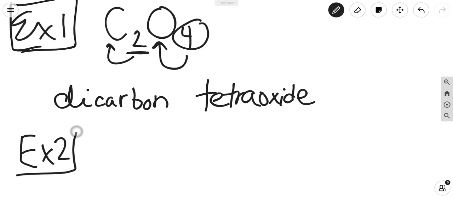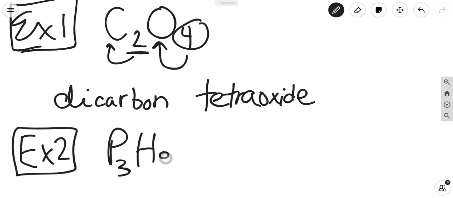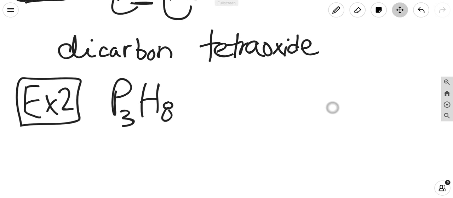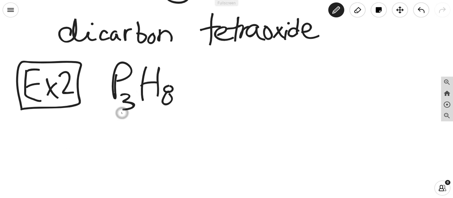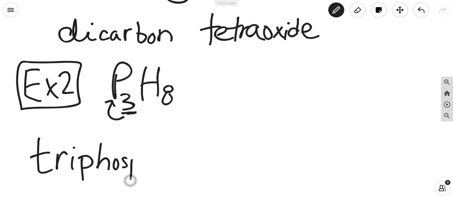Example 2. Let's see, we have P3H8. Okay, P3H8. So we're going to use the prefix. All right, so 3, what prefix is 3? Tri. It's describing P, which is phosphorus. Okay, and then we go with the next one. 8 is octa.